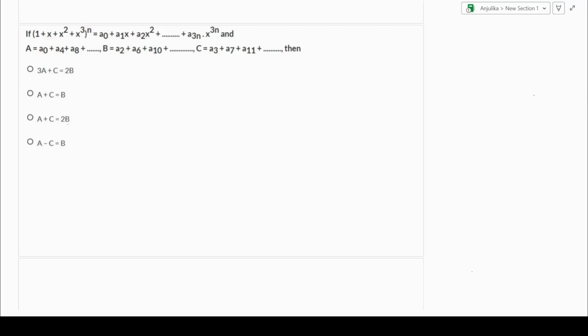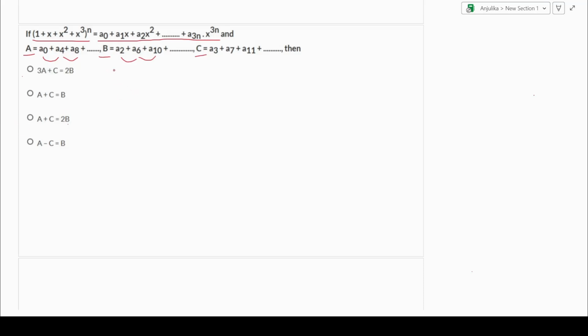Hi friends, let's look at another question we have here. It says that if this is equal to the series expansion, and they have given you constants defined, A, B and C. Now, can you see how they have given the coefficients whose indices differ by 4, like 0, 4, then 8. Here also the indices are at 4 difference. What they are asking us is to relate A, B and C.